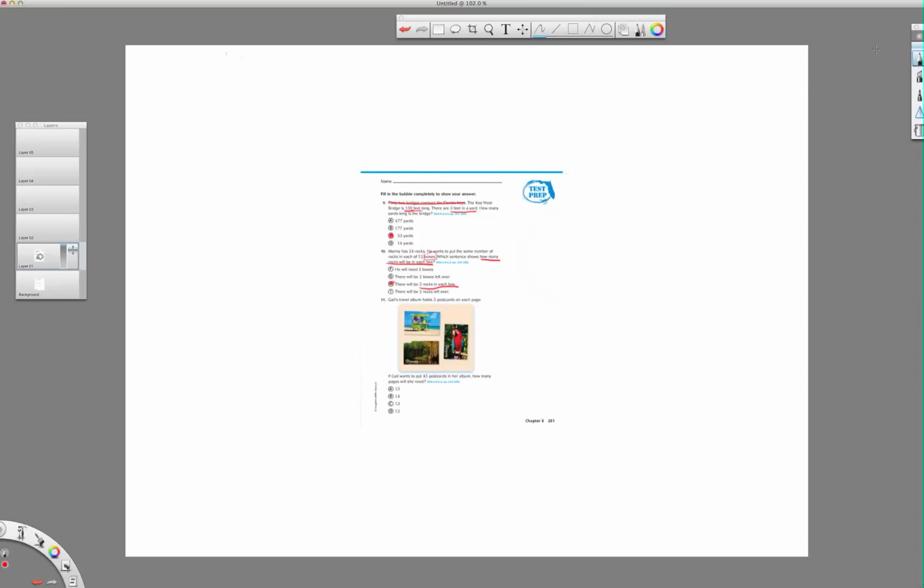Okay, number 11 says, Gail's travel album holds 3 postcards on each page. If she wants to put 45 postcards in her album, how many pages will she need? So she has a total of 45 postcards, and if she divides them by 3, because there can fit 3 on each page, that'll tell us how many pages she needs. I'm going to do this the traditional way again.